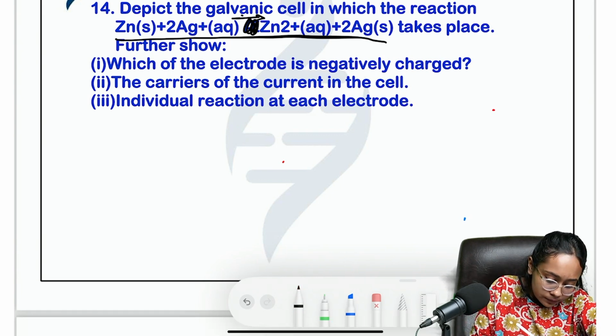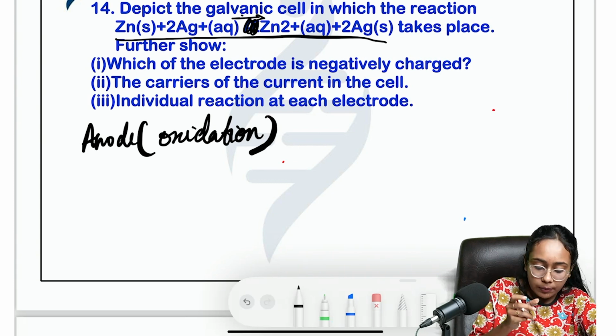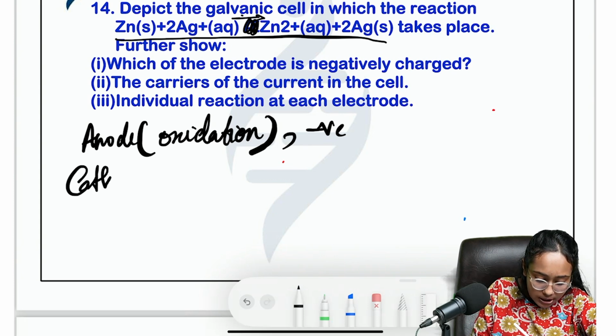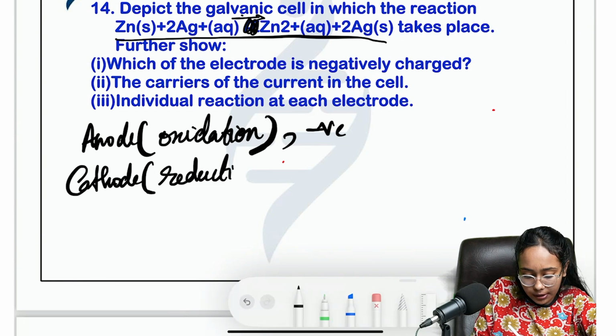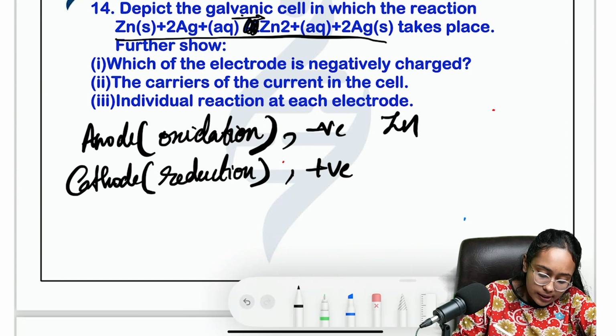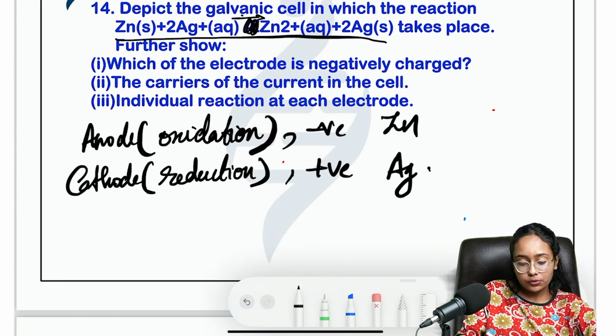In this, anode means the place where oxidation takes place, right? Anode means the position of the electrode where oxidation takes place. The charge of the anode is actually negative. Cathode means where reduction takes place, and the charge is positive. So here zinc is getting oxidized and Ag is getting reduced.